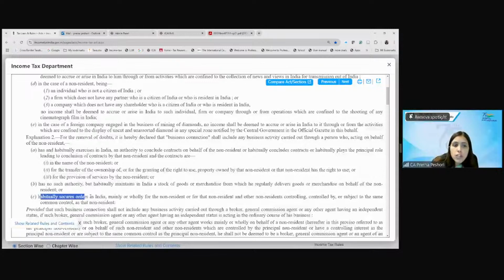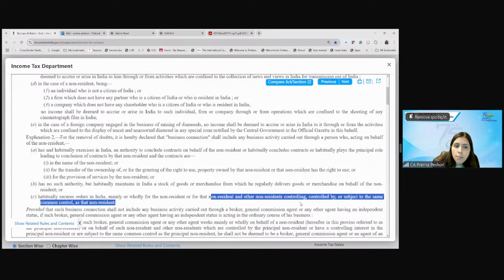Next is habitually secures the orders in India mainly or wholly for the non-resident, or for that non-resident and other non-residents controlled by or subject to the same control as that non-resident. Meaning, he is habitually securing the orders for the non-resident.